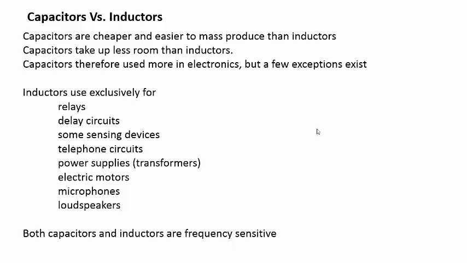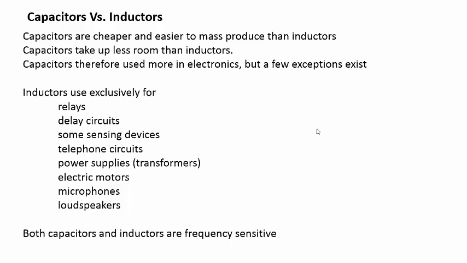and they are a lot easier and cheaper to manufacture in large amounts. So they end up being used a lot more in circuits than do inductors, with a few exceptions. In particular, inductors are used exclusively for relays, delay circuits, and some sensing devices, telephone circuits, power supplies. All you have to do is open up any power supply and you'll see some transformers and inductors in there, partly because of their current carrying capability.